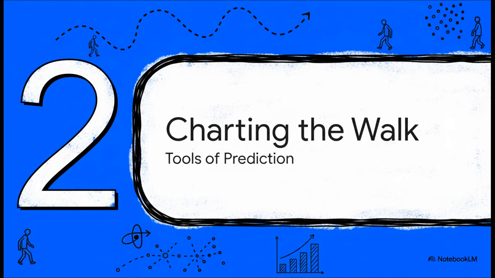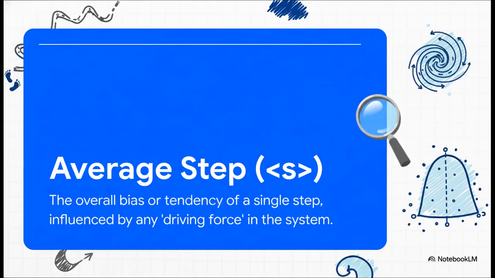All right, but here's where things start to get really cool. Even though any single step is completely random, we can still describe the nature of that randomness. And it turns out there are a couple of key tools that let us start to get a handle on all this chaos. First up, we've got what's called the average step. You can think of this as the overall bias. Is there some kind of driving force that's pushing our walker, on average, more in one direction than another? That's what this first tool tells us.